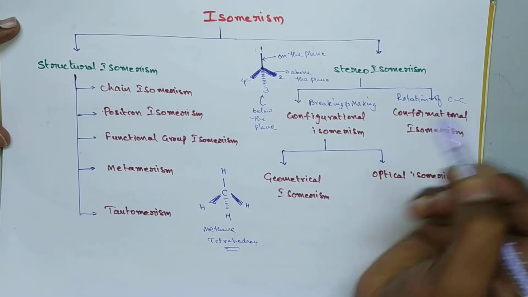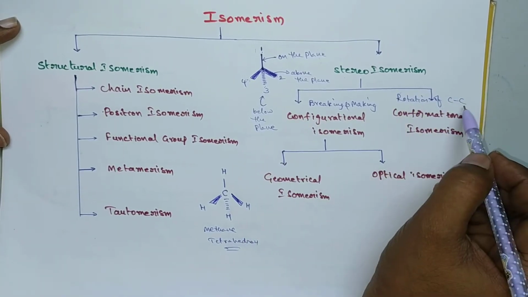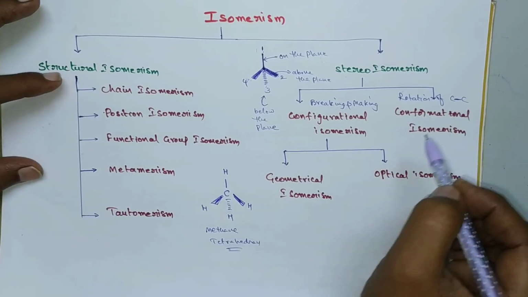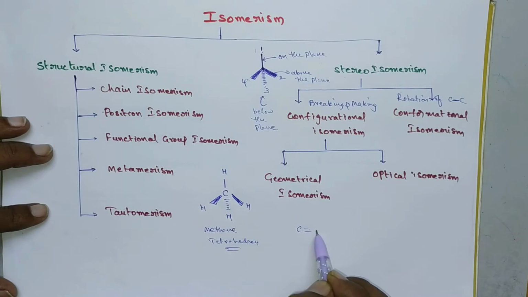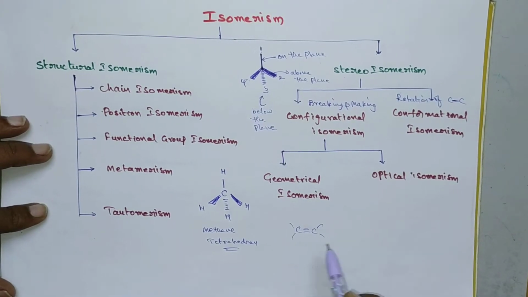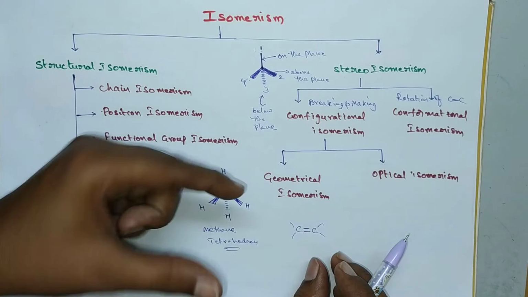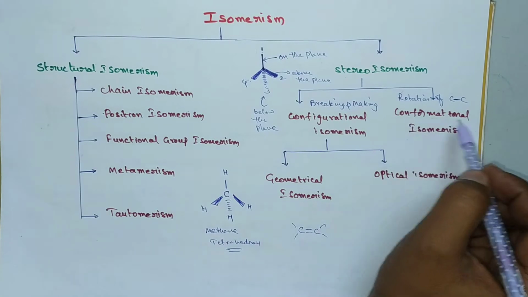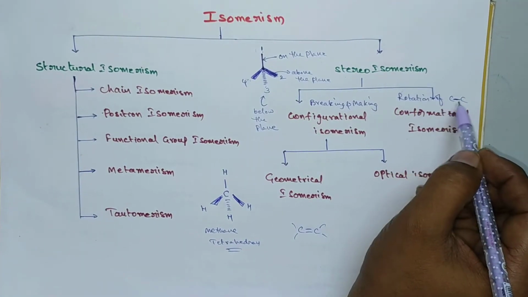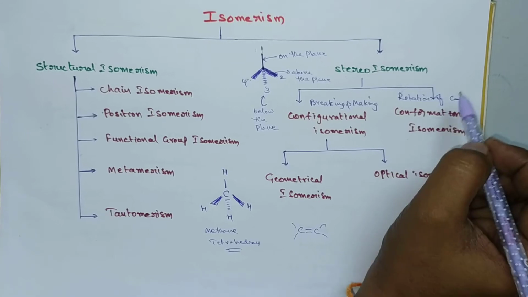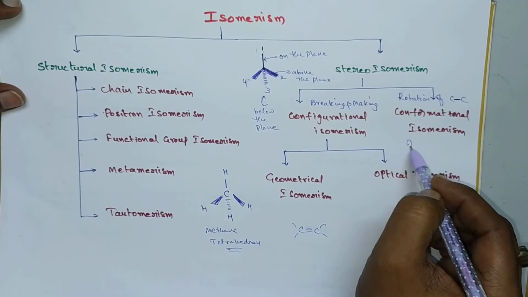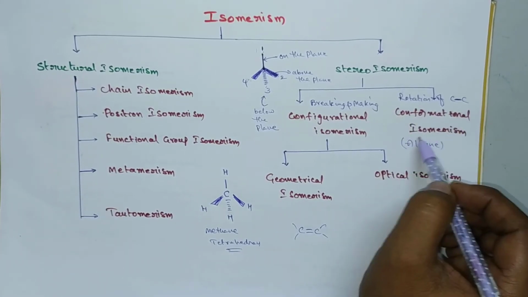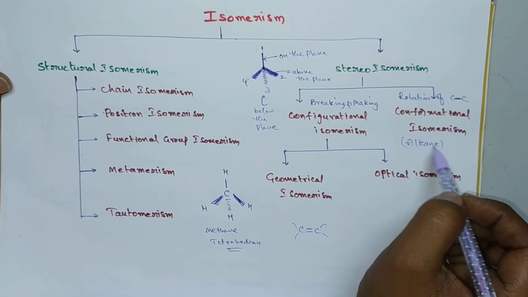Rotation of carbon-carbon bonds means there is a carbon-carbon single bond. If there is a carbon-carbon double bond, the rotation is not free. Due to restricted rotation, it cannot exhibit conformational isomerism. Conformational isomerism arises due to rotation of carbon-carbon single bonds. Single bonds are mostly found in alkanes, which are single bonded compounds. That's why conformational isomerism is exhibited mostly by alkanes.